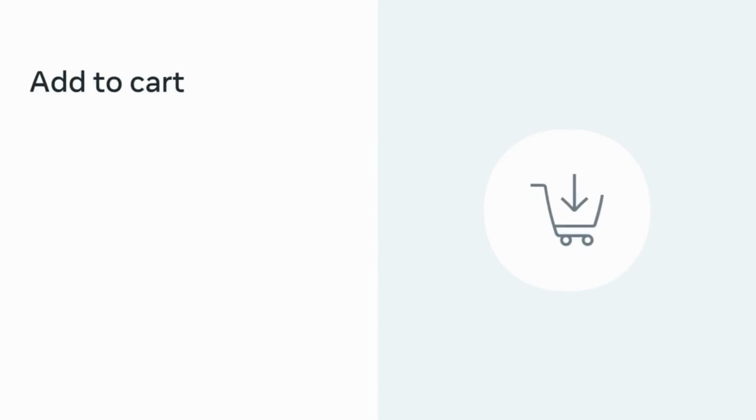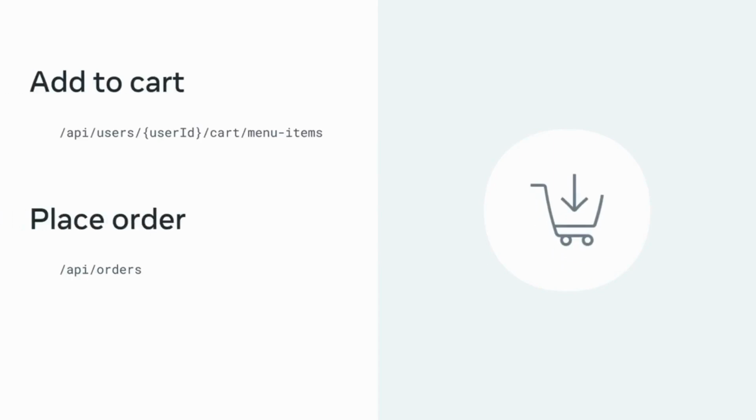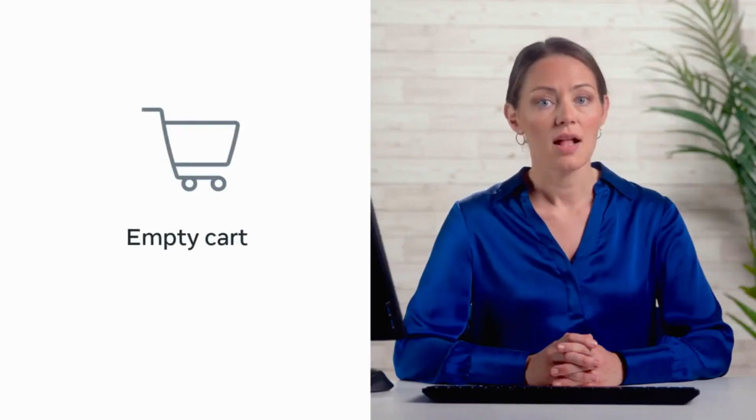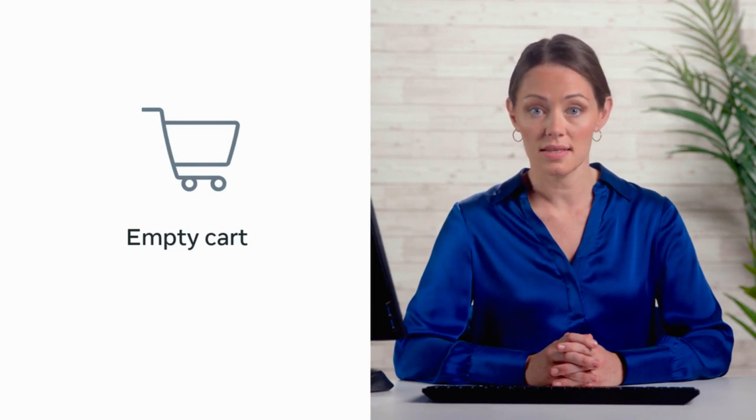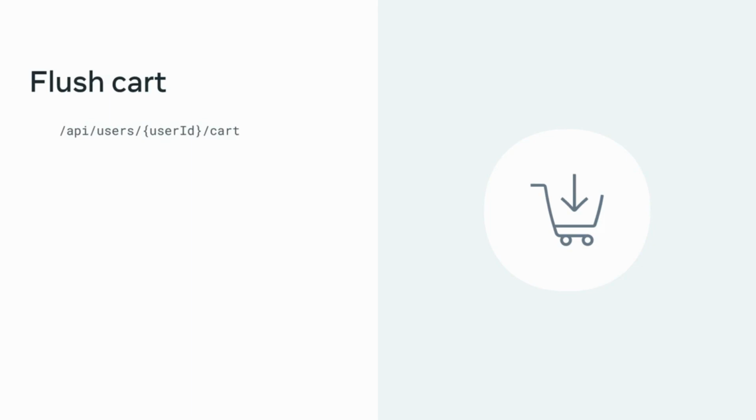You need to create APIs that will allow customers to add menu items to their cart and place an order. But here's the catch. The cart must be emptied when the order is successfully created. Does this sound a little bit tricky? Don't worry, you can do it. You can also add an API endpoint to flush the cart at any point. One customer should only be able to have one cart at a time, and one cart should be able to contain multiple menu items. Last, there are APIs related to the delivery process.